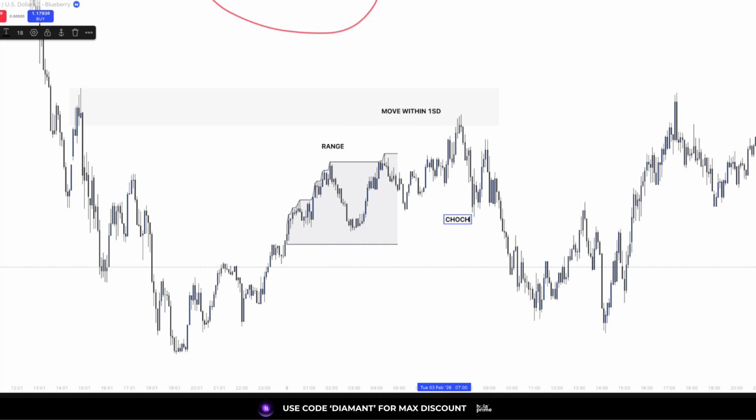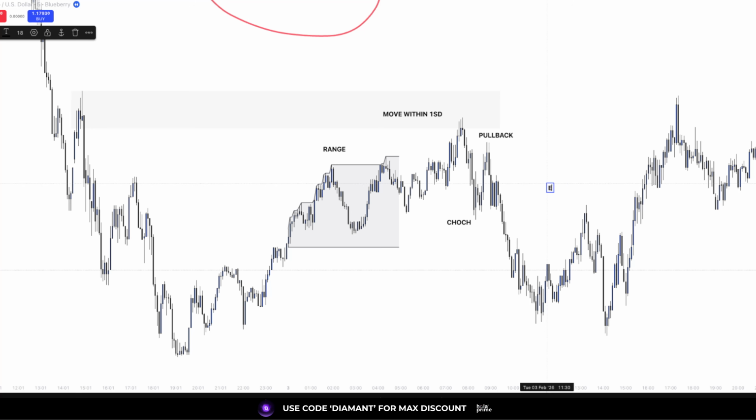The change of character towards the downside, the pullback, and then the entry. Now I'm going to teach you a little trick that not many of you probably know about at this point.